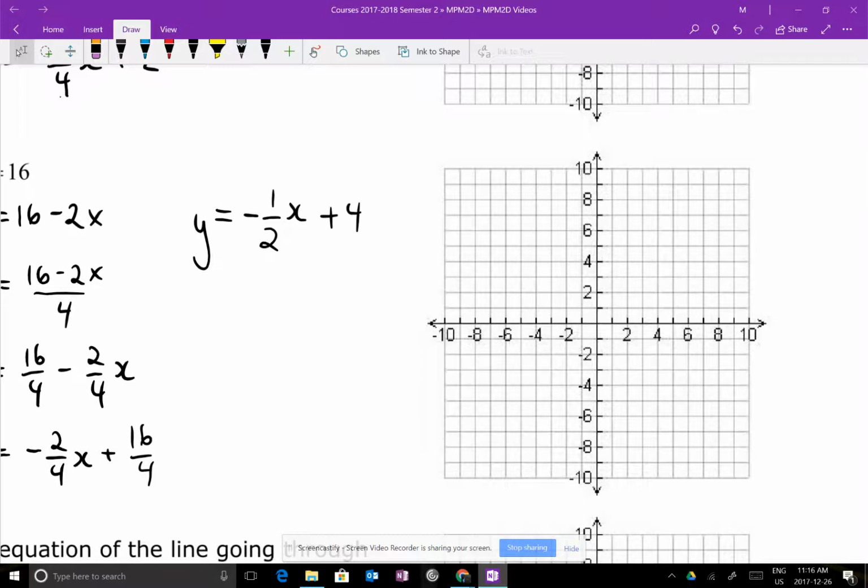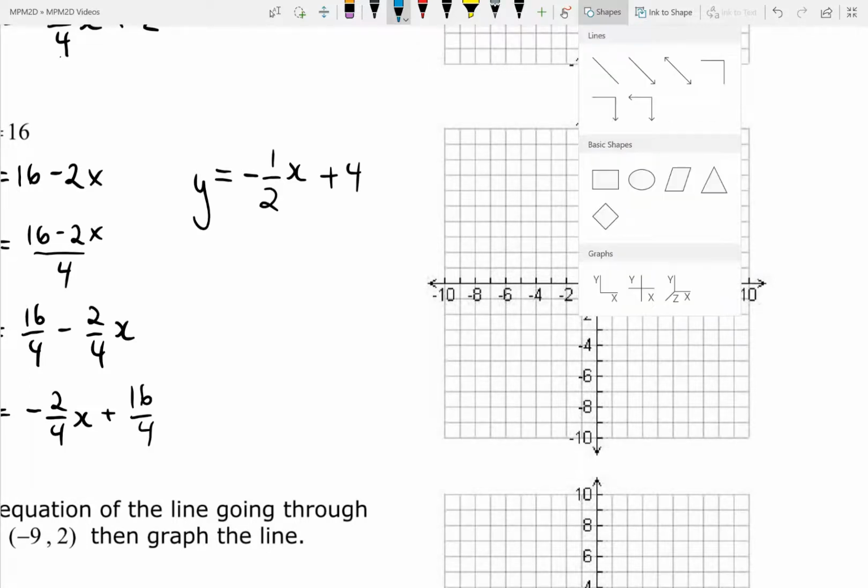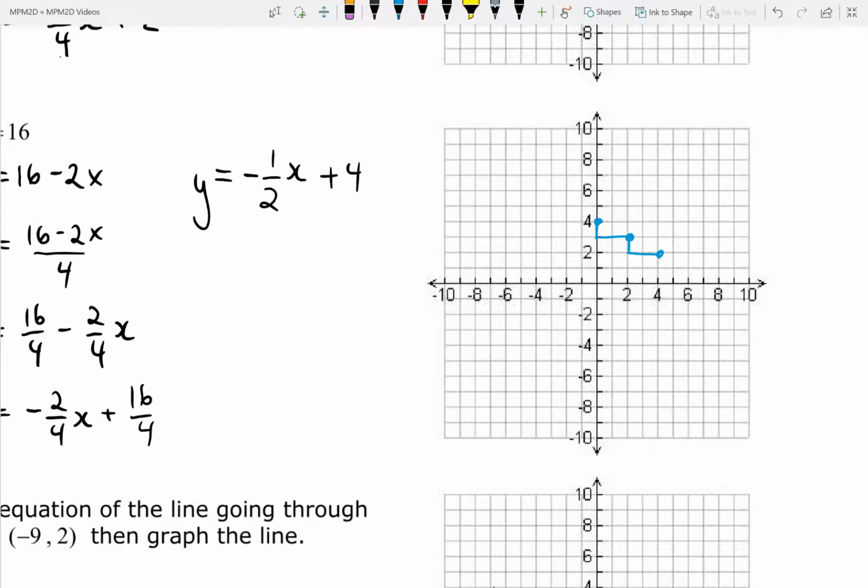Okay, so if I plot this on my grid, here I'm going to have 4 as my y-intercept. My slope is negative 1 over 2, so I'm going to go down 1 and to the right 2, plot my next point, down 1 and to the right 2, plot my next point. And then I can connect my points with a line. Like so. Okay, and then I'm just going to erase the triangles there. All right, so there's my line.